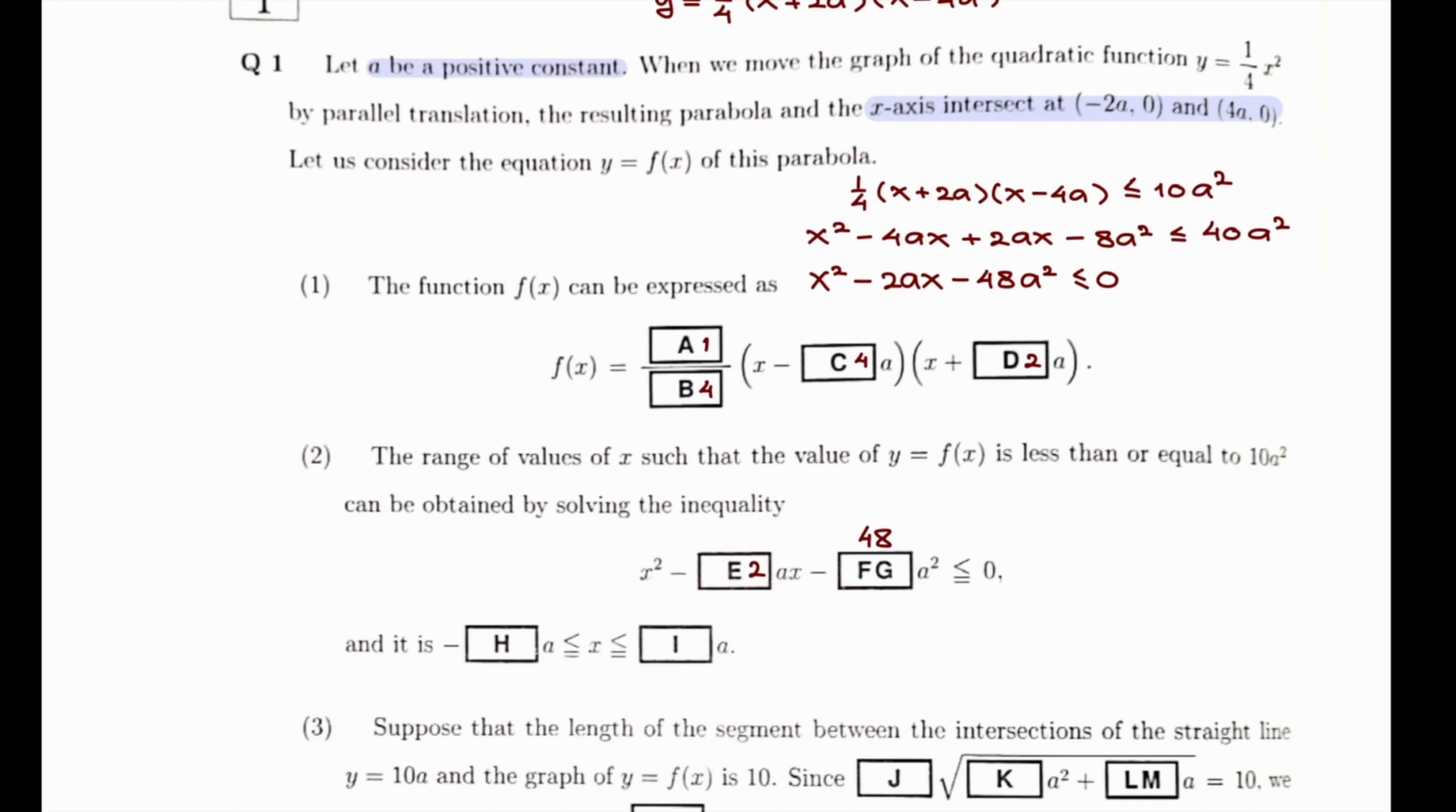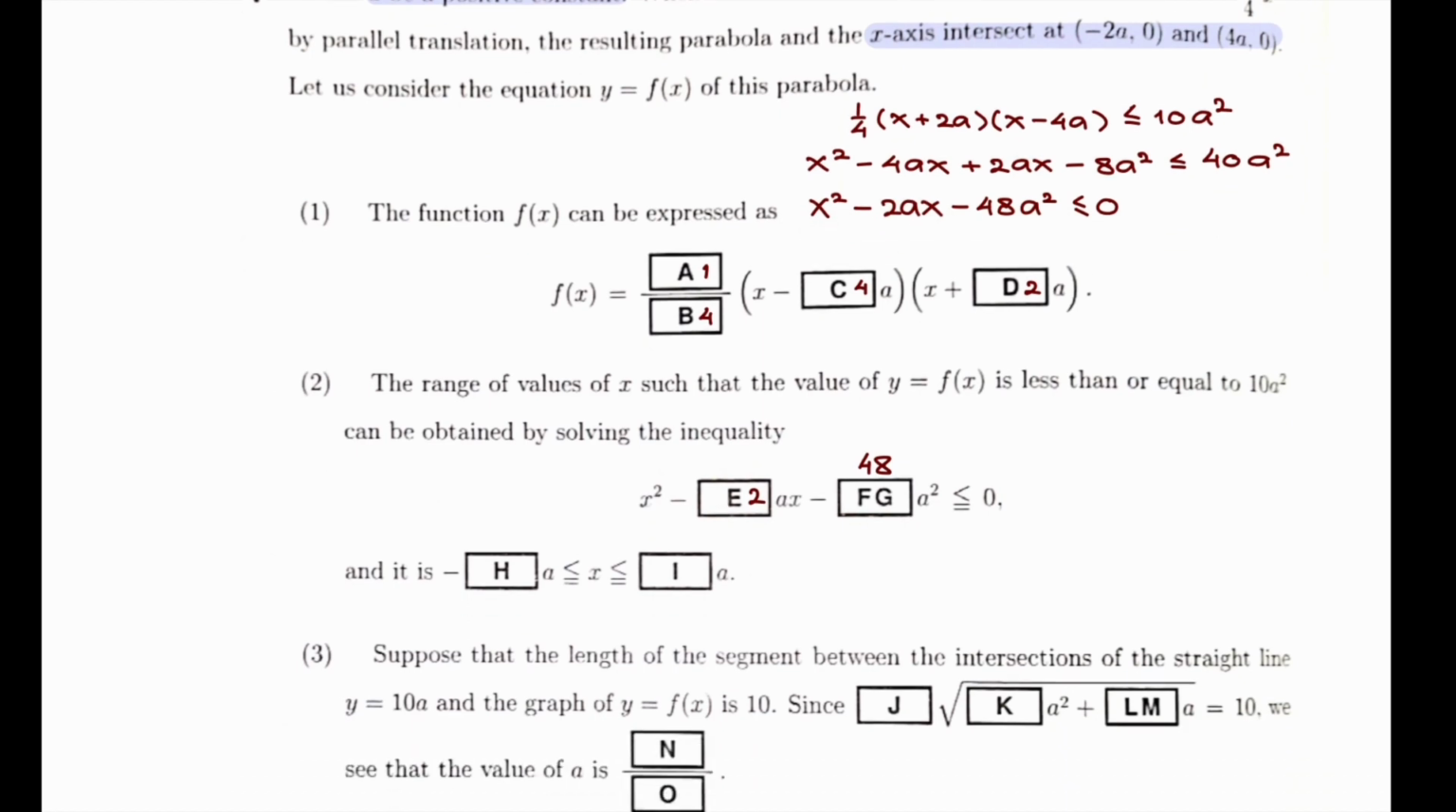And then if I solve this inequality, I will obtain the range of values of x. So I expect after solving that inequality, I will obtain letters H and I. If I want to solve this inequality, I can solve it by factorizing the quadratic equation first. So I will factorize it.